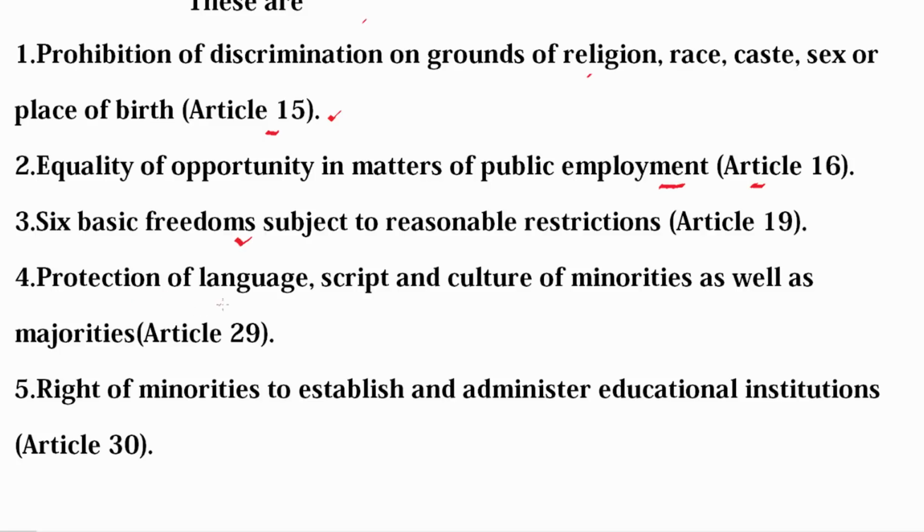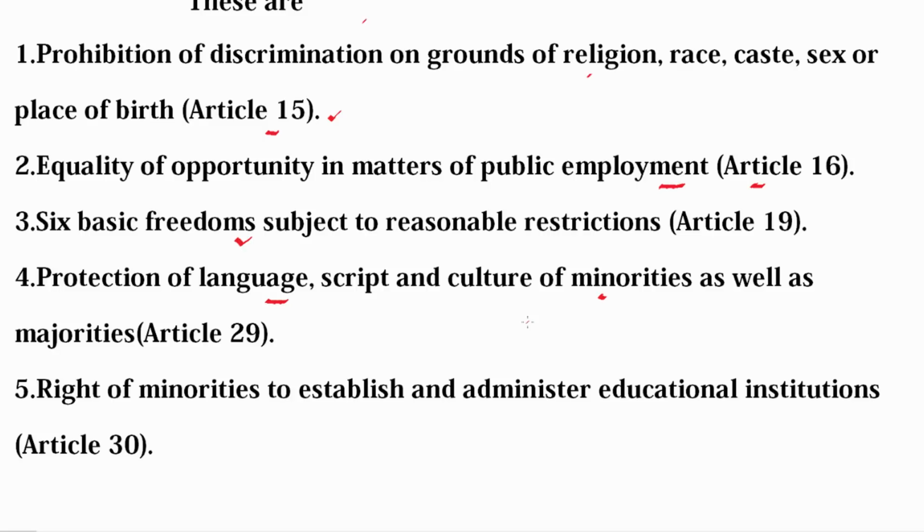Fourth one is protection of language, script, culture of minorities as well as majorities. Why have I mentioned majorities also? Because the fundamental right under Article 29, cultural and educational rights, mentions that any section of citizens residing in any part of the country which have distinct language, script and culture have the right to protect their own culture, language and script. It means it does not only talk about minorities but majorities as well. So this is both an individual right as well as a group right.